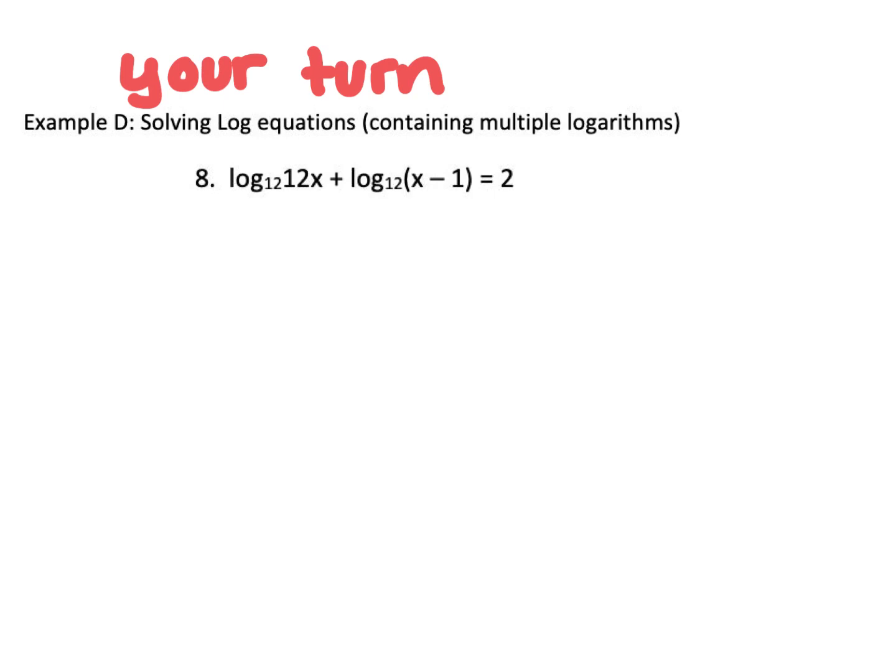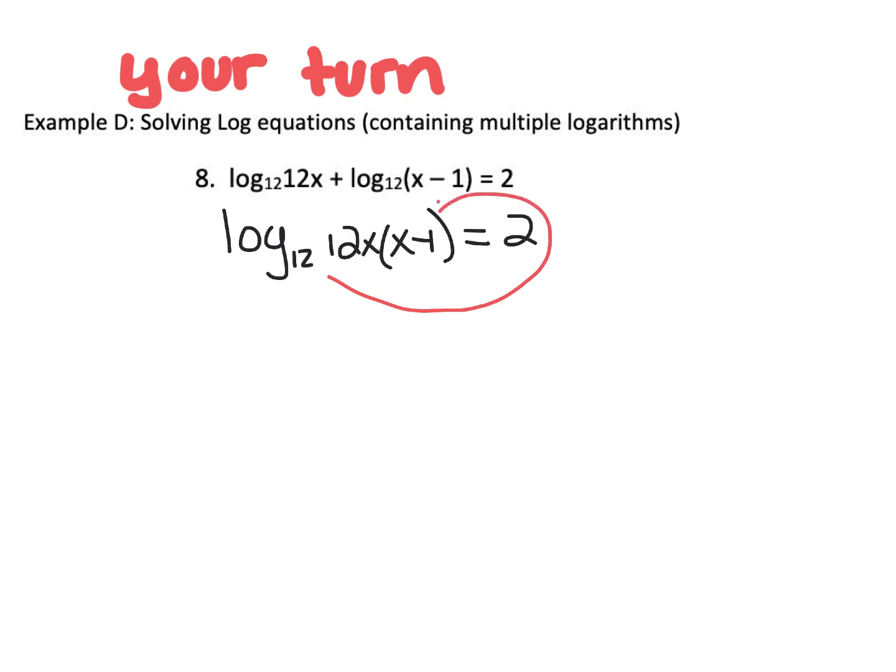So hopefully you notice on the left, we have variables embedded in both arguments, and our logs have the same base. So we can use our product rule. So that's going to be log base 12 of 12x times x minus 1 is equal to 2. So now I only have one log, so what am I going to do? Well, I'm going to either, let's see, exponentiate or change to exponential form, whichever you prefer. So I think the last two I exponentiated. I'm going to change to exponential form on this one. Both will get me the same answer.